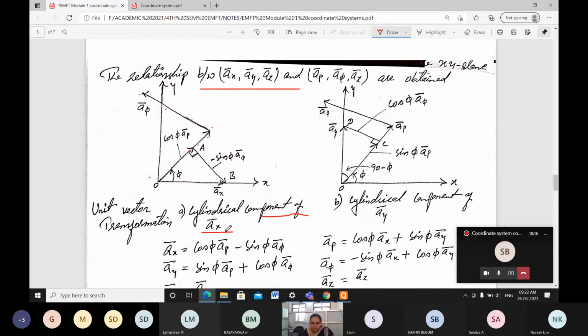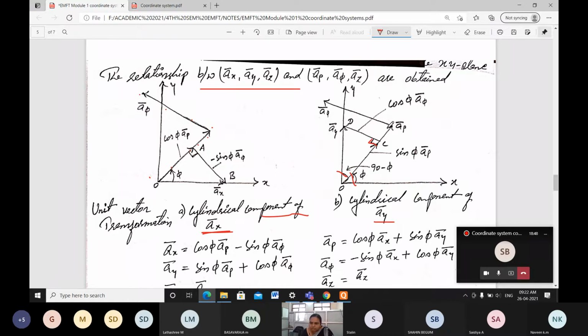Then for ay, observe here, this is our phi angle, this will be 90, this whole angle is 90 minus phi. Then here it is 90 degrees. Again, all the unit vectors are perpendicular to each other. That's what we already learned about. And this length from O to C is sin phi of the unit vector a rho.